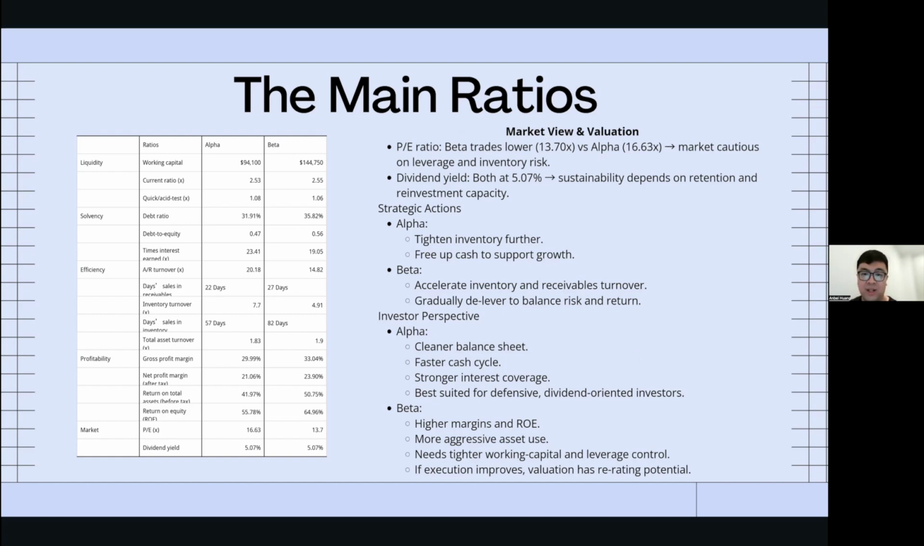However, Beta provides a higher margin and stronger return, but with greater execution risk. It may attract return-seeking investors, though success depends on working capital control and better leverage discipline. Therefore, Alpha is safer, with steady performance, while Beta comes with higher risk. The choice will depend on whether the investor prefers stability or a higher return.